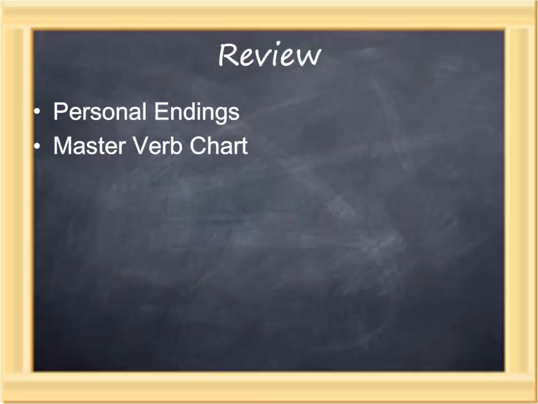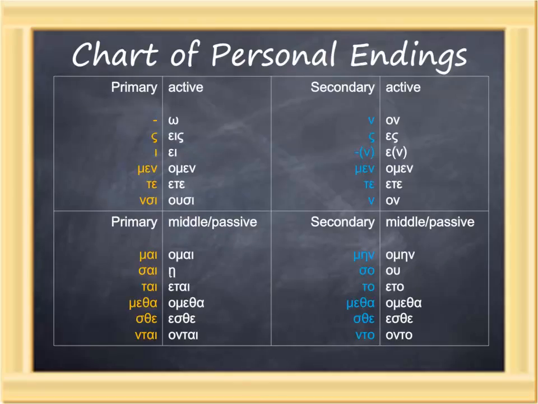As has become our practice, we begin this lesson by reviewing the personal endings for the verb and then the master verb chart. The subject and number of the verb in Greek is determined by the personal ending. This is very different from English. There are two sets of personal endings: the primary personal endings, which are used on non-augmented tenses such as the present and future, and the secondary personal endings, which are used on the augmented tenses such as the imperfect and aorist.